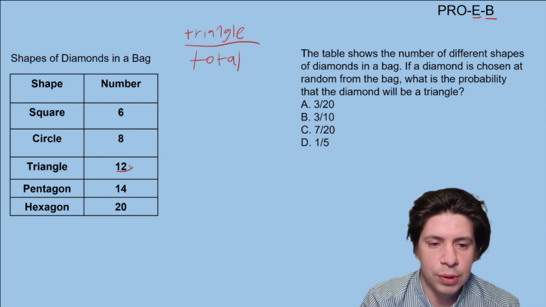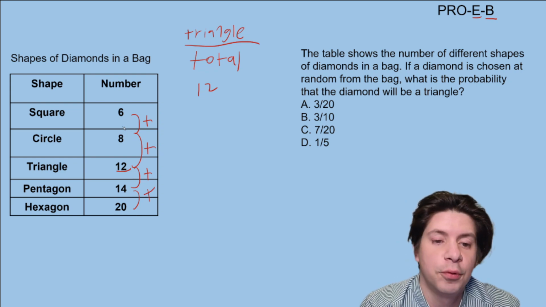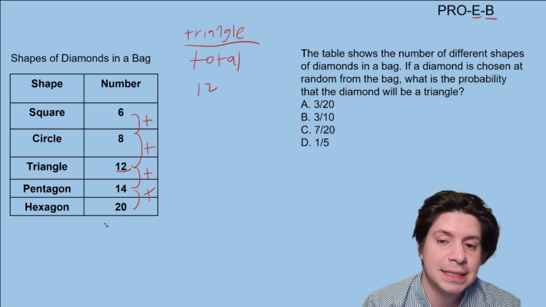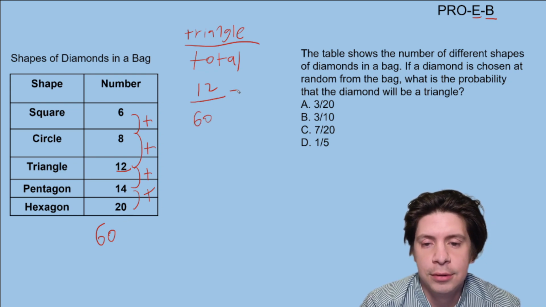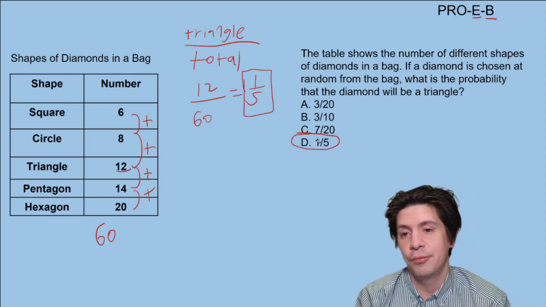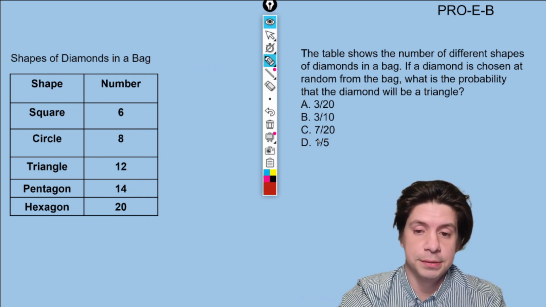And triangles, right, there's 12. And the total would be 6 plus 8 plus 12 plus 14 plus 26 plus 8 is 14 plus 12 is 26 plus 14 is going to be 40 plus 20 is 60. So we're going to do 12 over 60, which when you simplify becomes 1 over 5, and that is D, right? So that one is not too bad. You just have to add up to find the totals. So let's try the next one.